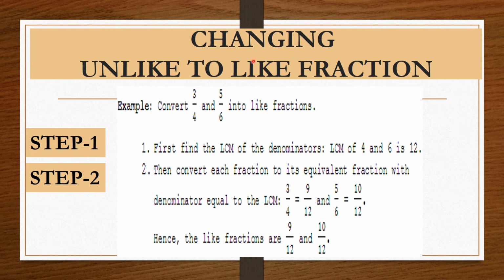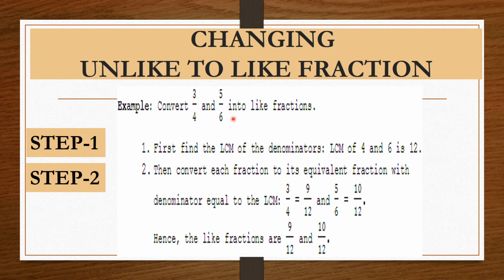Now, changing unlike to like fractions. How do we change unlike to like fractions? This is very important. Step by step we will see how we do it. Convert 3/4 and 5/6 into like fractions. You can see here 3/4, 5/6, the denominators are different. They are unlike fractions. So you have to change them into like fractions.